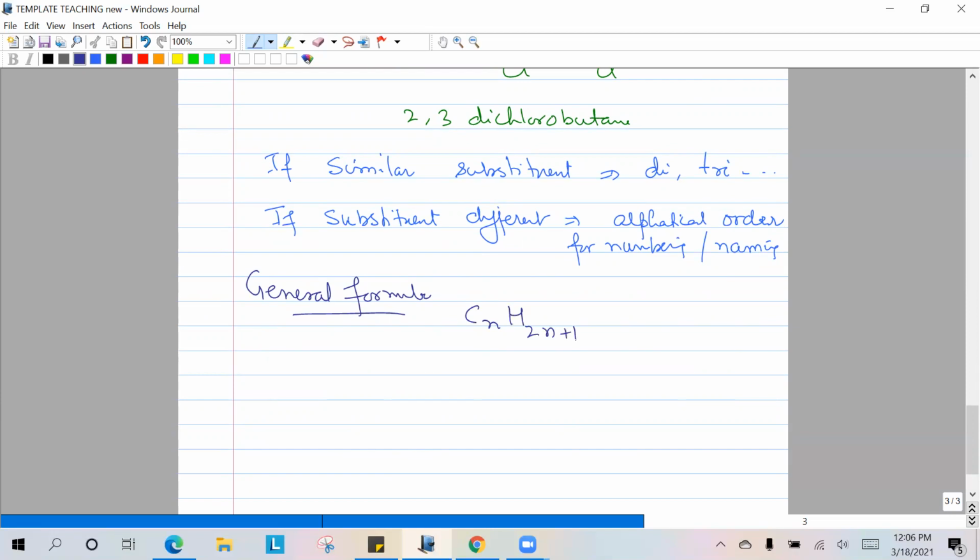So from an alkane, one of the H is removed. In that place, you are getting the X. For example, you had methane. Its general formula is CnH2n+2. You are removing one of the H, and in that place you are adding X. So this becomes CH3X. That becomes the haloalkane.